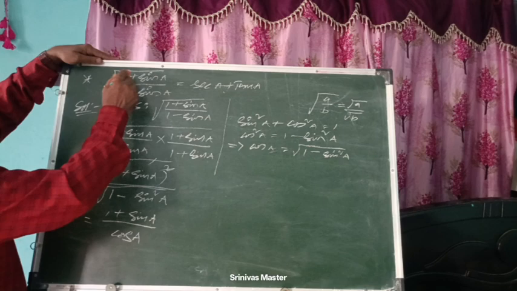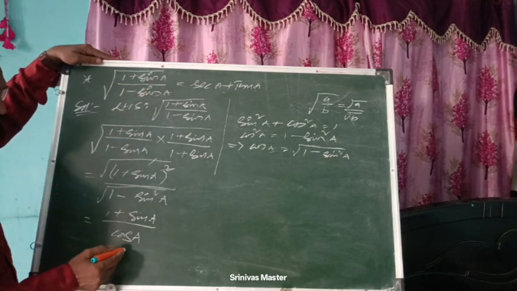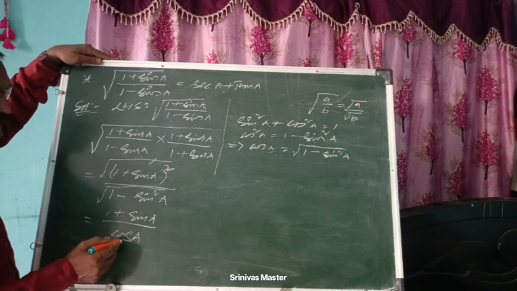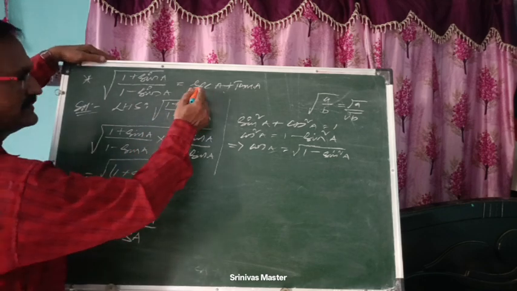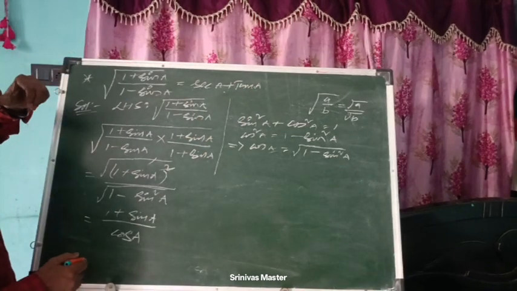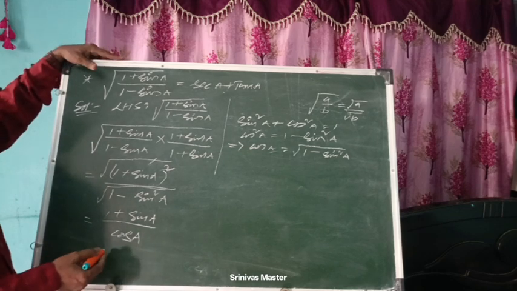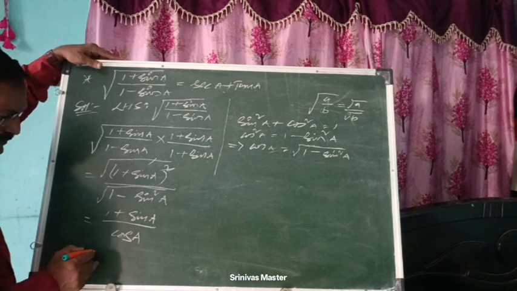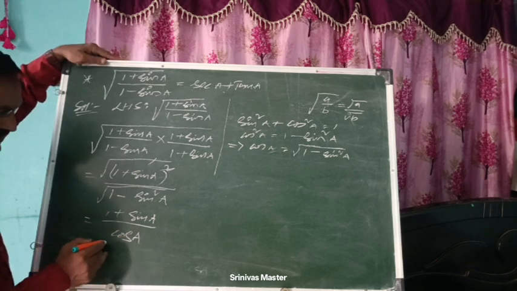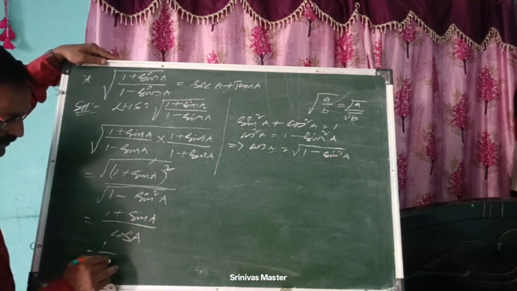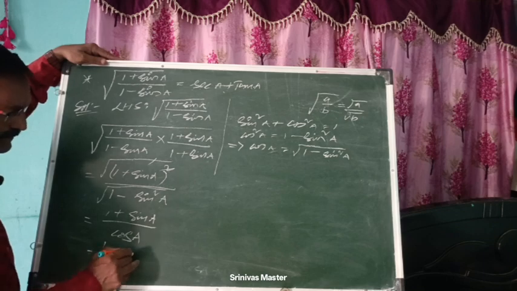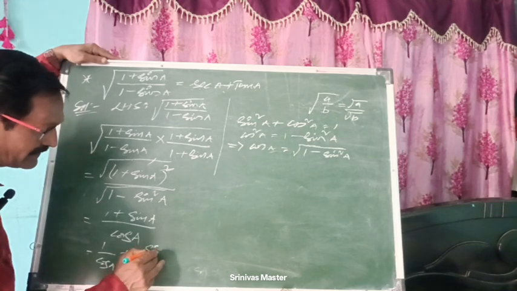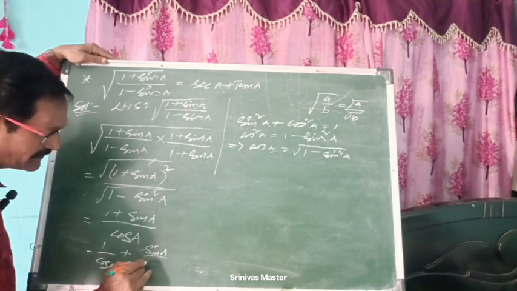Actually it is completed by simplification of LHS, that should be called RHS. Sometimes they will ask you to show like this also: 1 plus sin A by cos A. But actually what they have given? Sec A plus tan A you have to prove. That means you can write the simplification. You can split the numerator, children. Splitting means separation of these numerators: 1 by cos A plus sin A by cos A.